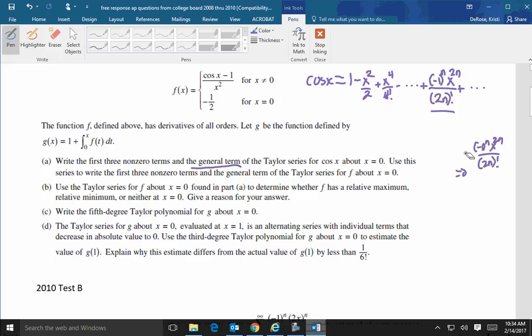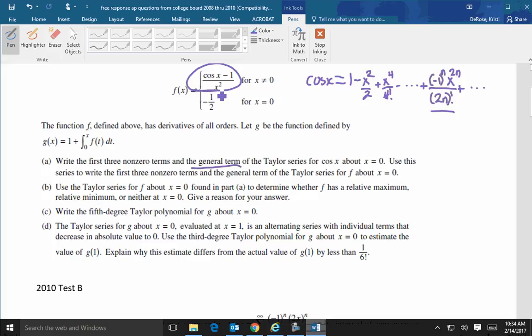Now let's look at the next part. Use the series to write the first 3 non-zero terms in the general term for the Taylor series for F. Now, they've made it all tricky, but you're just going to take this part for F.